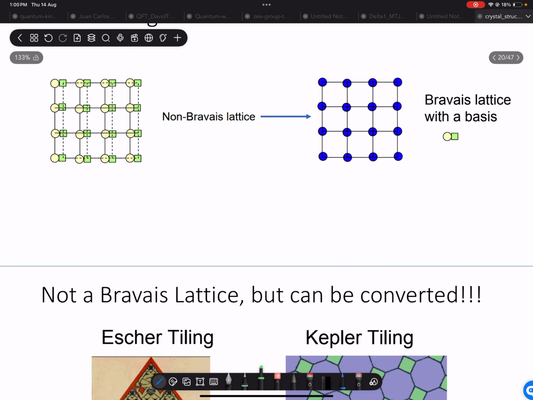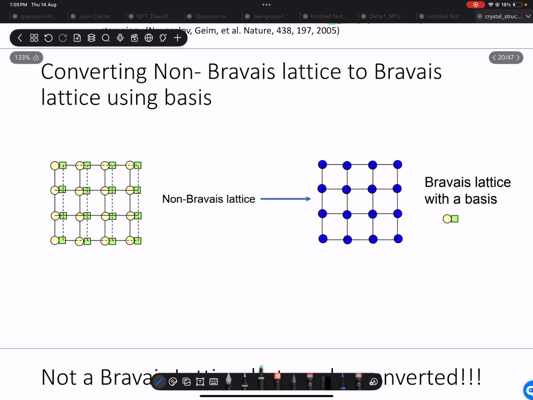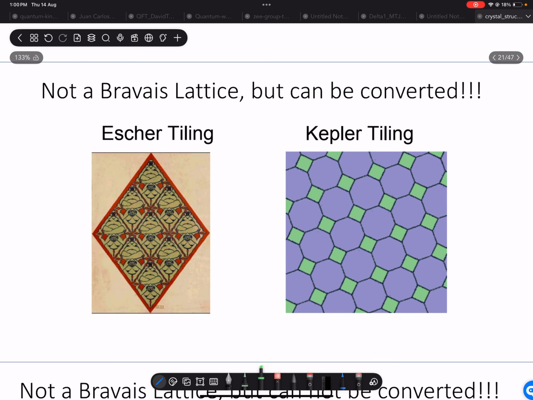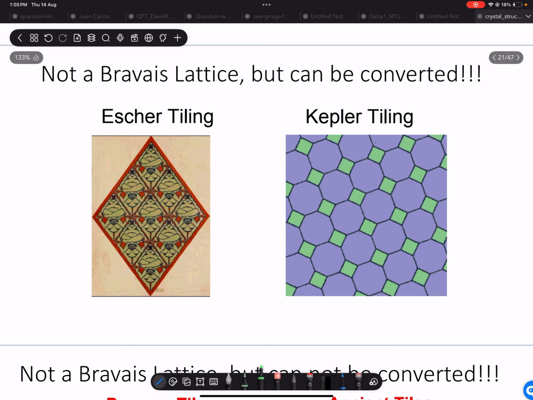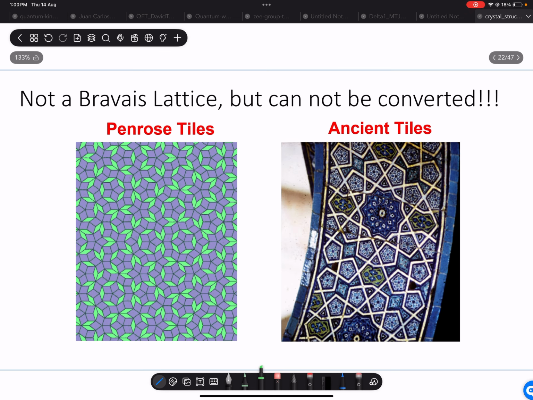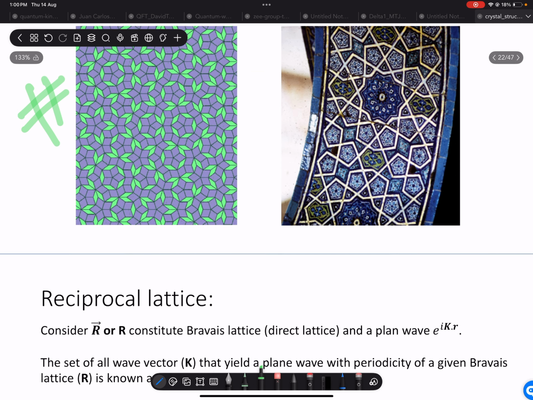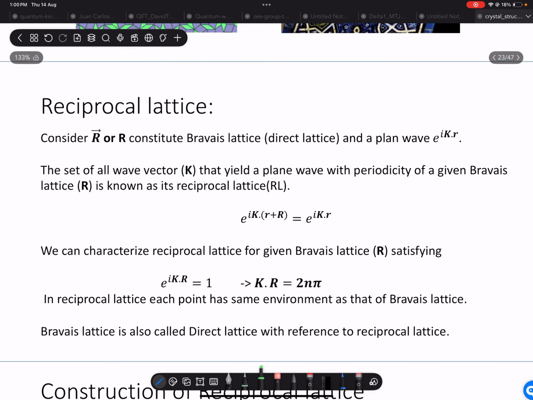Okay, so the Bravais lattice can be converted into a non-Bravais lattice, and a non-Bravais lattice can be converted into a Bravais lattice using the concept of a basis, right? But there exists some symmetric structure, let's say Penrose tiling, which cannot be converted into a Bravais lattice even if you take some appropriate basis. So it's not always convertible, but most of the time convertible.